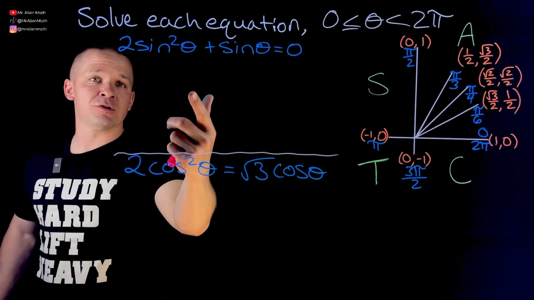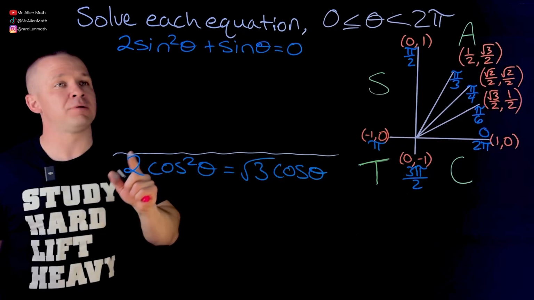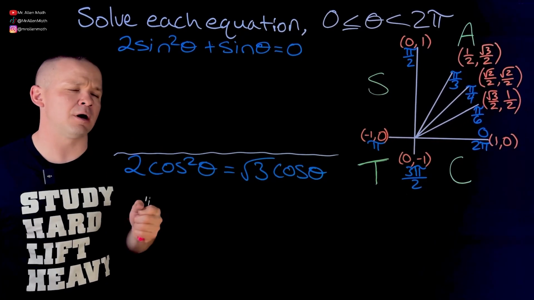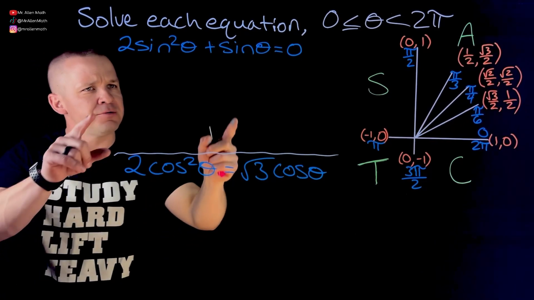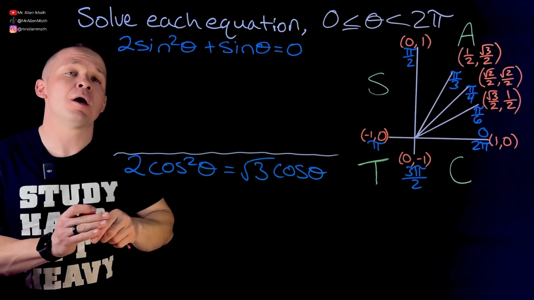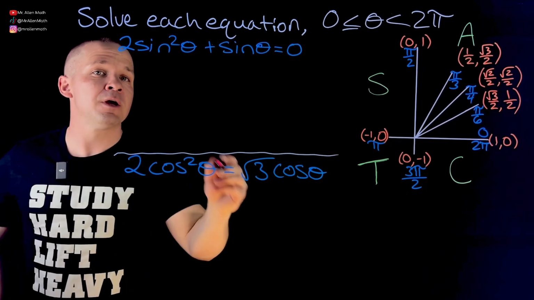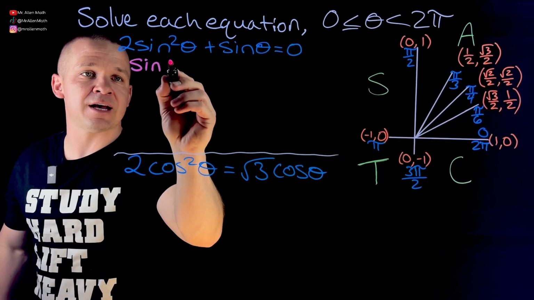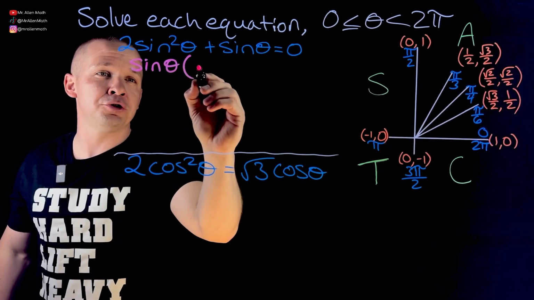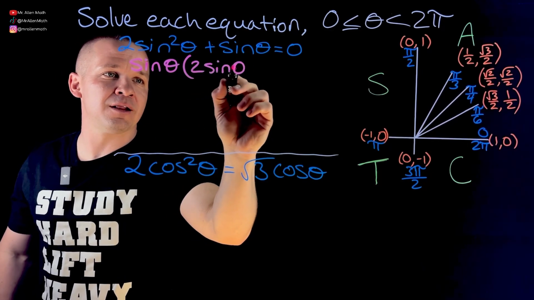Let's get after it. First one, I got 2 sine squared theta plus sine of theta equals 0. Well, what do I do? I do see sine of theta in common. Perhaps I could factor that out. So we're going to take out a greatest common factor of sine of theta, and then I'm going to have 2 sine theta left here.